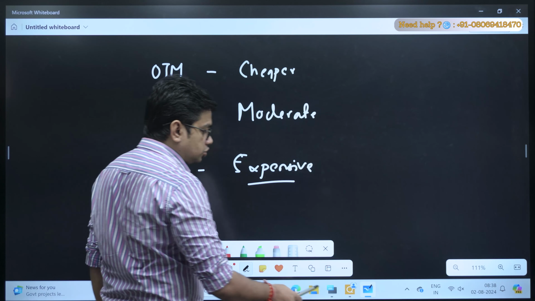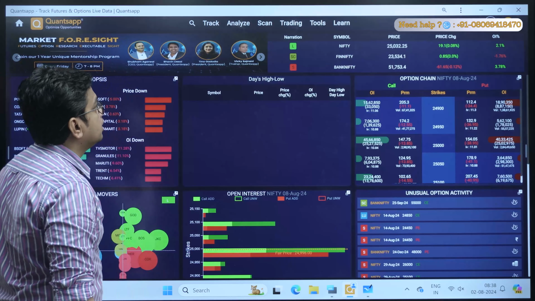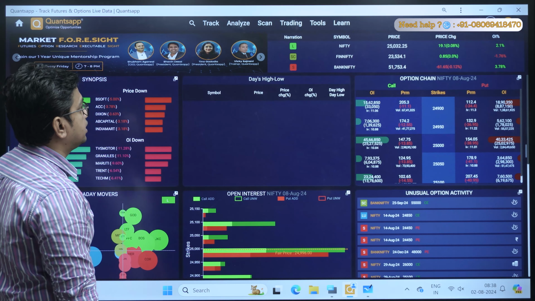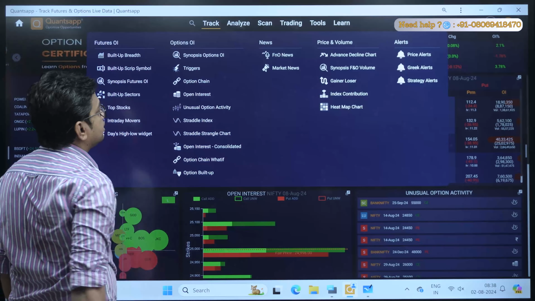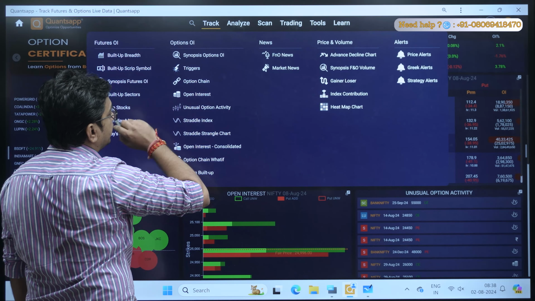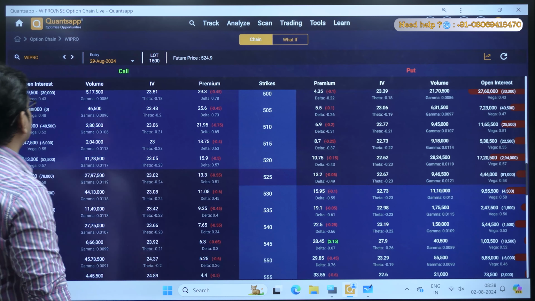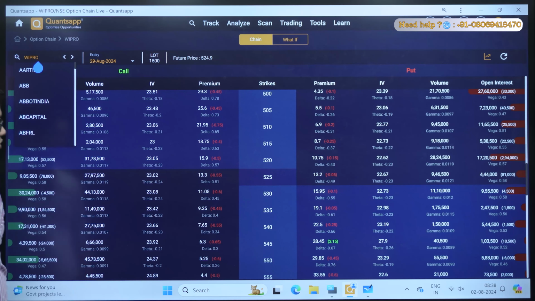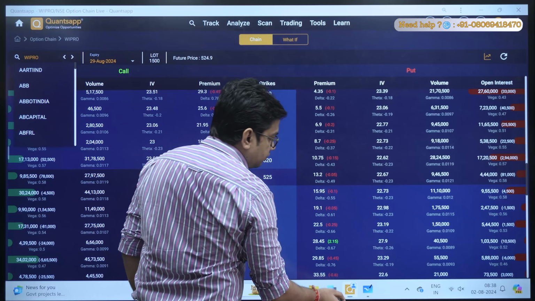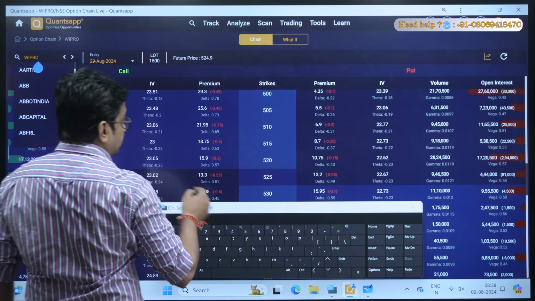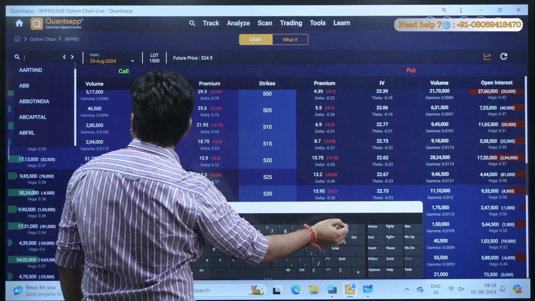Let me show you data. So this is the Quantsapp application. I'll go to Track. Under Option OI, I'll select Option Chain. So this is Wipro. I'll show you about Nifty. Then we'll go to Nifty and Bank Nifty. Then I'll show you how to trade in that.